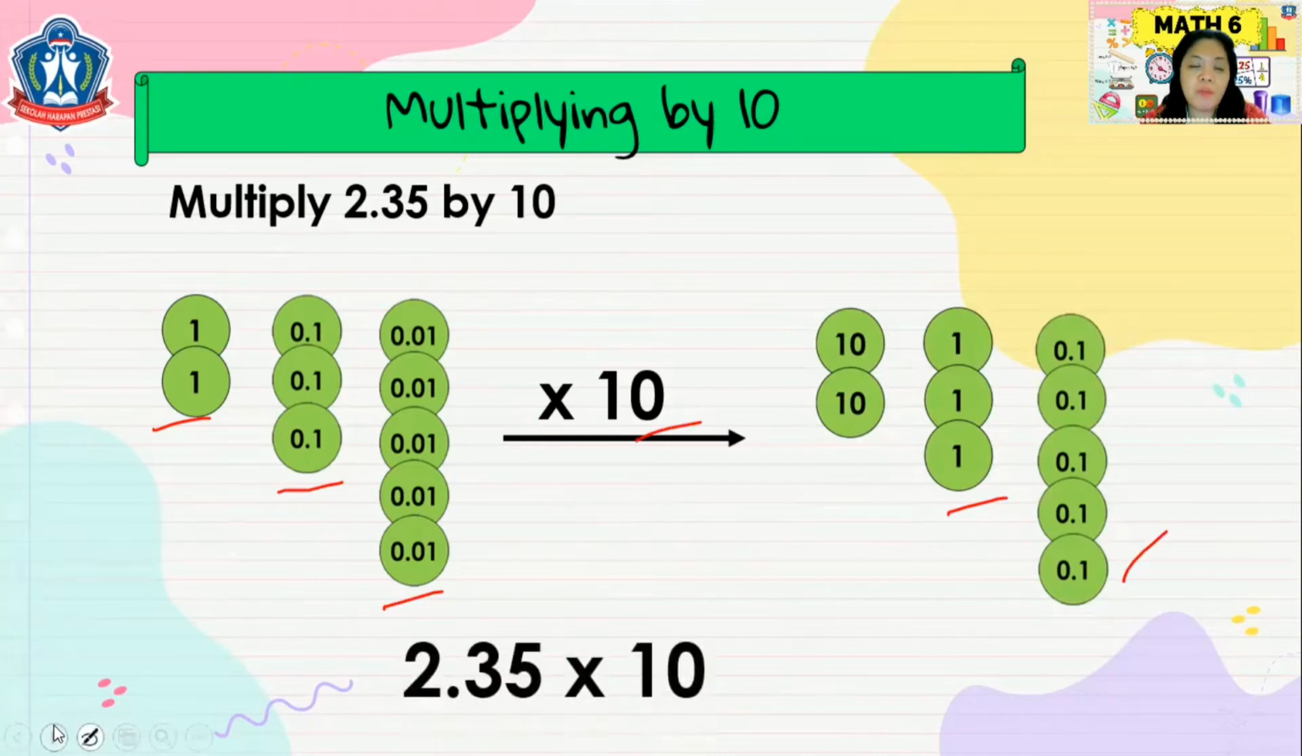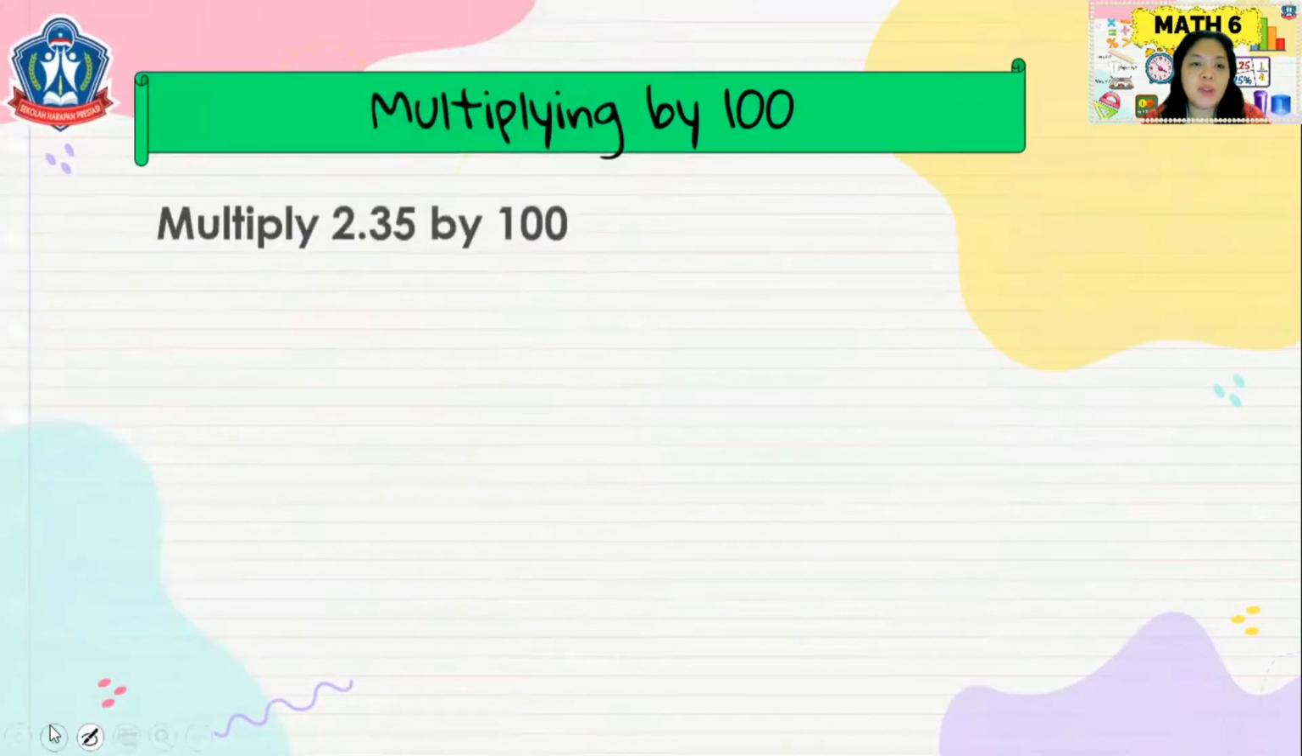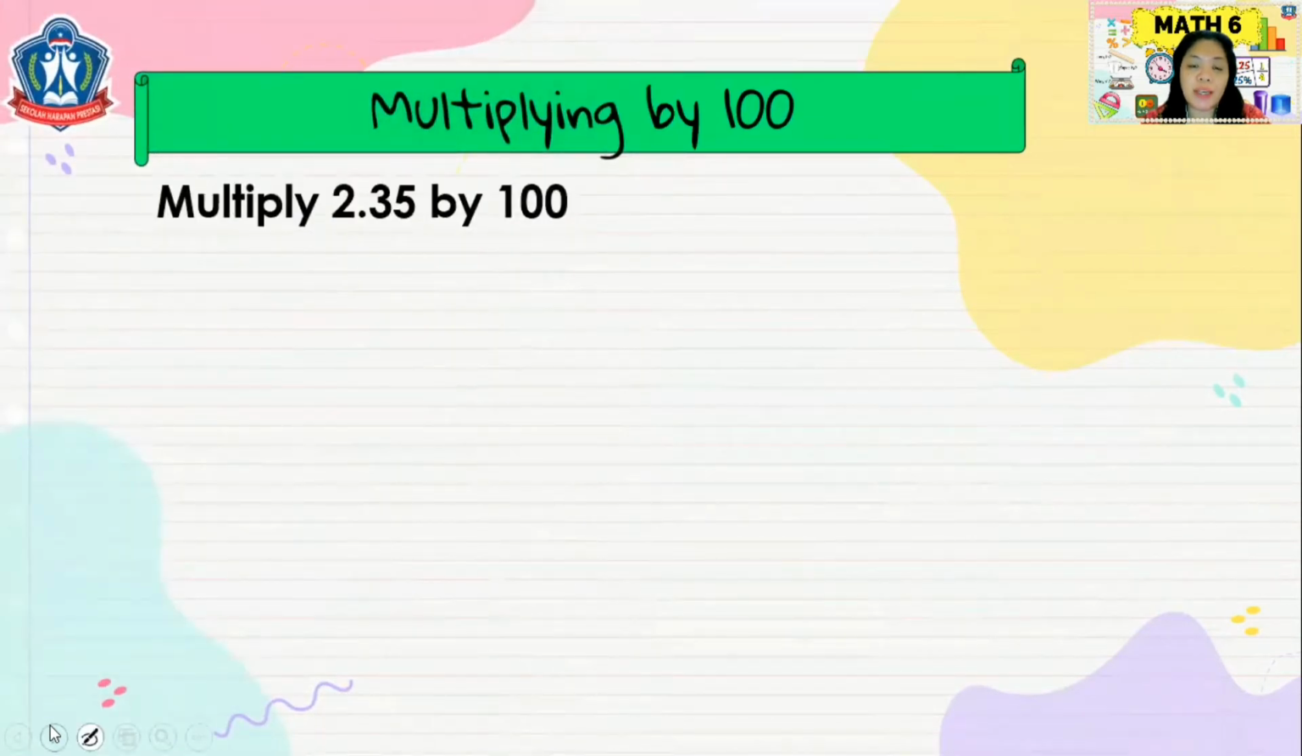So if we multiply a decimal number by 10, we just simply move the decimal point one place to the right. Okay, so our decimal point now moved to after the 3. So our answer is equal to 23.5. Okay, how about if we multiply this same number by 100, 2.35? Let's have this one. So 2.35 multiplied by 100.